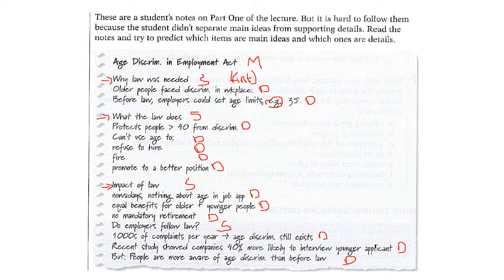Nowadays, there is nothing about age in the job application. If you're applying for a job, it will not say the maximum age. There are equal benefits for older and younger people. And there's no mandatory retirement. There's no age that you must retire.